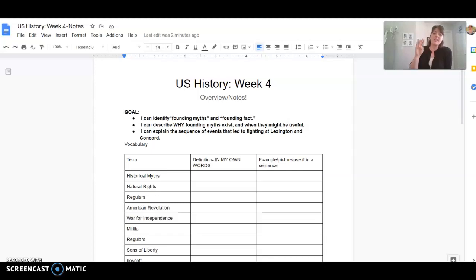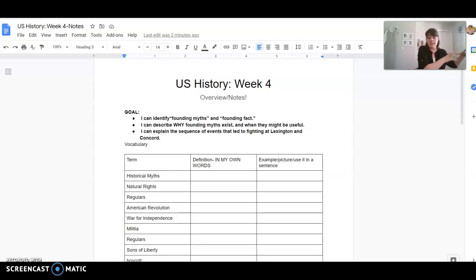Okay, so the three goals of this unit, or the three things that you should be able to do by the end, are to identify the difference between founding myth and founding fact. This includes being able to talk about what some of the founding myths are and what actually happened. Then I want you to be able to describe why founding myths exist and when we might use them or when they might be useful. And the third thing I want you to be able to do by the end of this unit is explain the sequence of events that leads to people dying in Lexington and Concord, right?